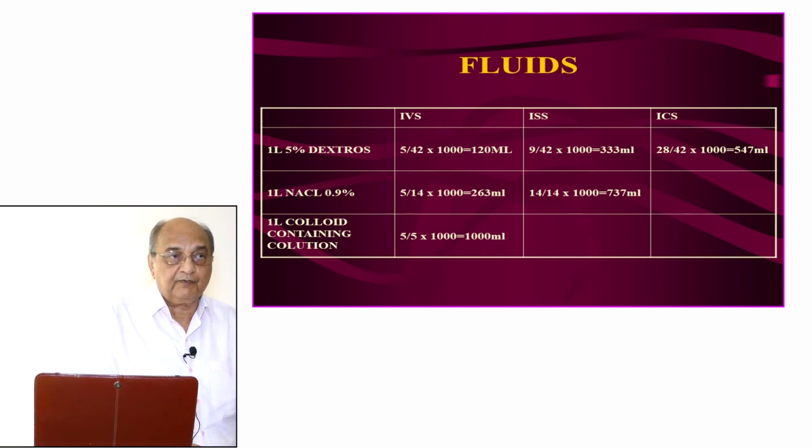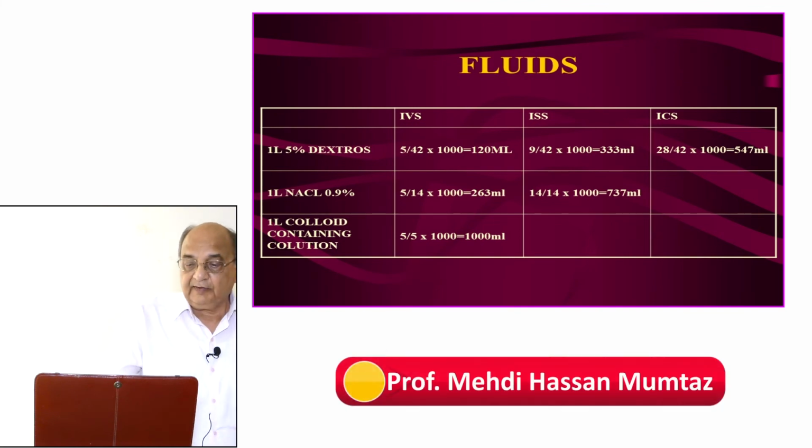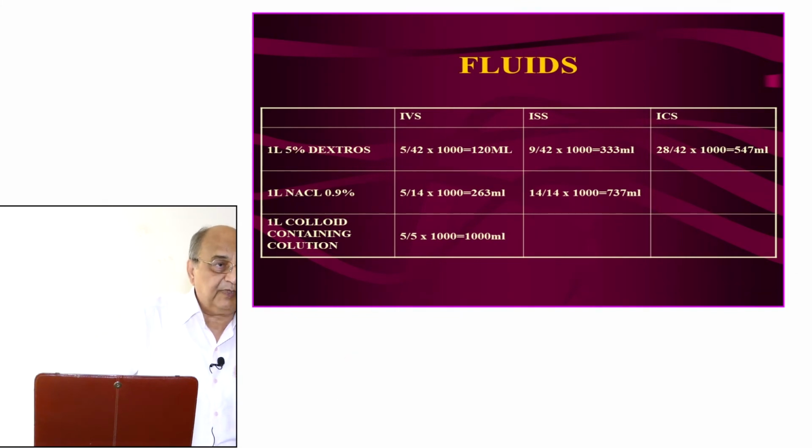5 divided by 42, and you are giving 1000 mL of 5% extra water. If you calculate it, it becomes 120 mL. You have given 1 liter of 5% extra water. Out of that, only 120 mL has stayed in the vessel. If the person is hypovolemic, this solution is useless, because the bulk of water will go outside.